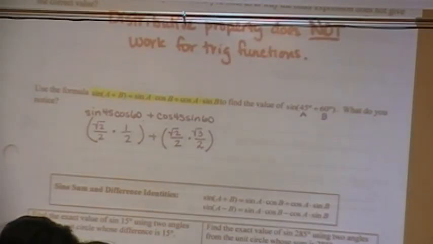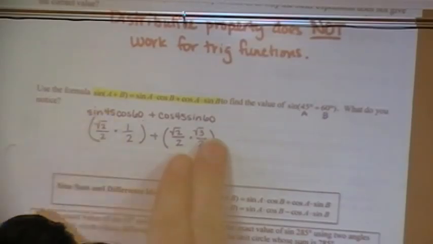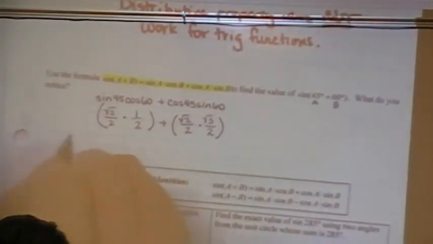Now, please excuse my dear Aunt Sally. I have to multiply the things inside of these parentheses here. When you multiply fractions, you multiply straight across the top and straight across the bottom. So I get square root of 2 over 4 plus square root of 6 over 4.